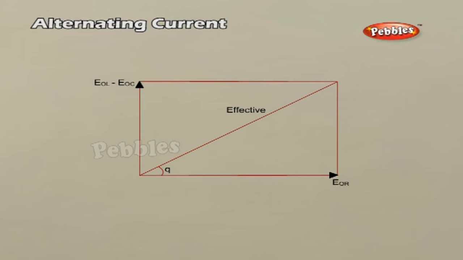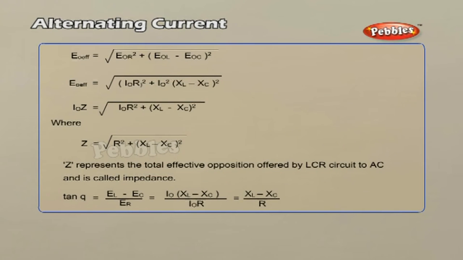If I equals I naught sine omega t, then the voltage in the LCR circuit would be E equals E naught sine (omega t plus theta). Please note it's sine of omega t plus theta, where E naught equals I naught Z. Theta equals tan inverse of (X_L minus X_C) the whole by R.